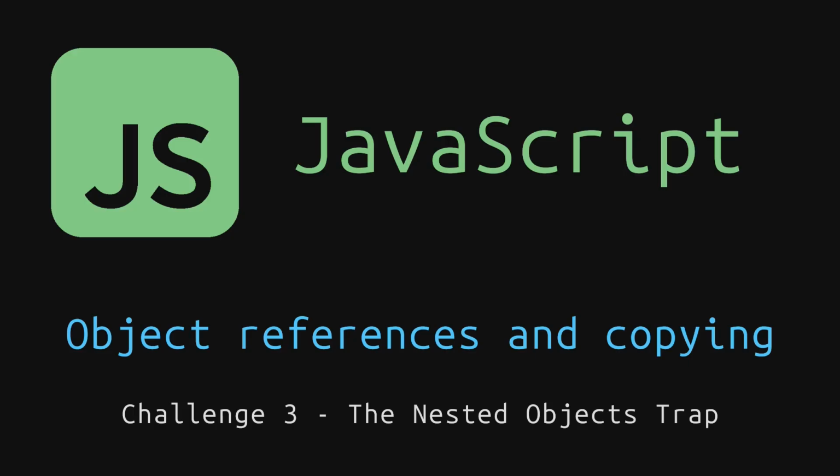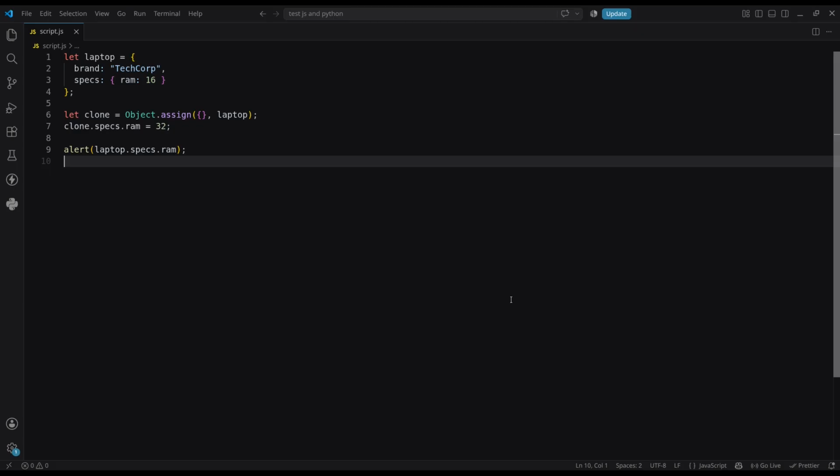Let's see if you can catch the difference between shallow and deep copies when nested objects are involved. Look closely at this code. What number will laptop.specs.ram output? Pause the video, apply the nested reference rule, and drop your answer in the comments.